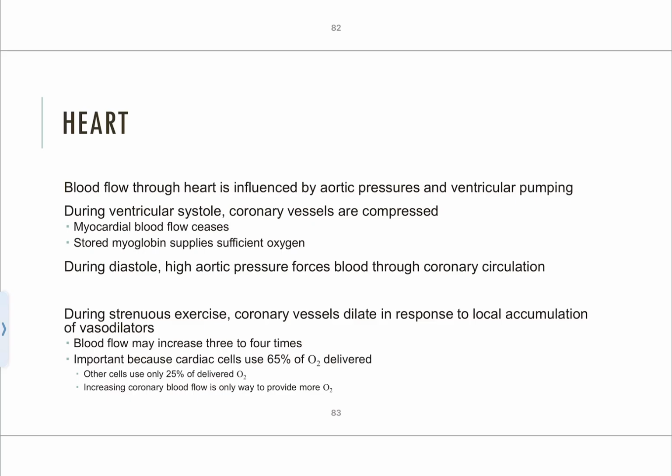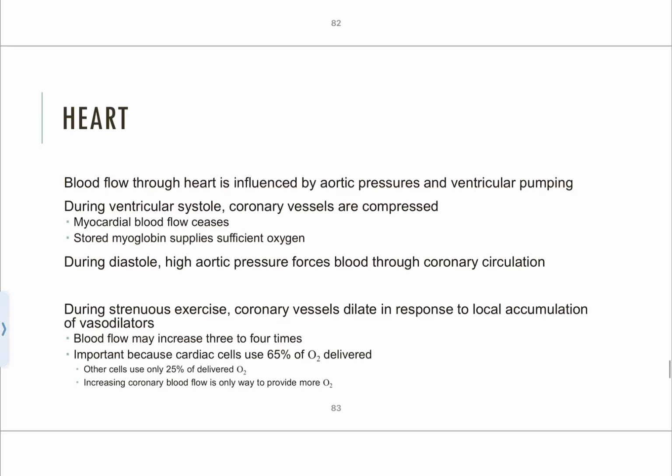Really important, because our cardiac cells use about 65% of the oxygen that's delivered to them. Most of our other body cells only use about 25% of the delivered oxygen. The rest remains bound to the hemoglobin and keeps circulating through our body. So increasing coronary blood flow is really the only way to provide more oxygen.